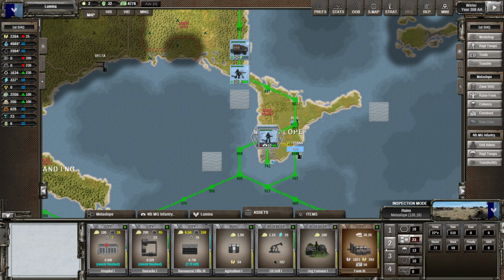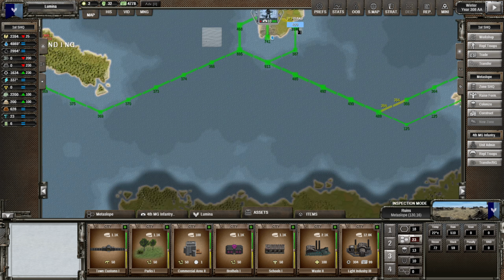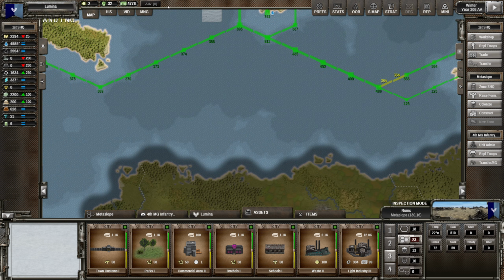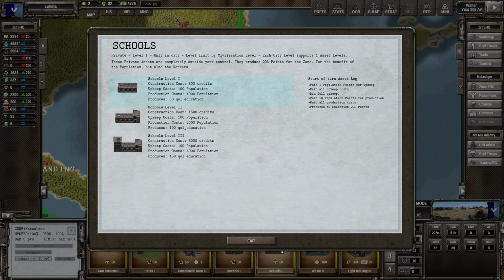So these guys, yeah, the private sector builds a lot of this stuff. So look, town customs, this gives you 50 security quality of life points. The parks gives you 50 entertainment quality of life points. The schools give you 50 education. You get the idea, right? And as they upgrade these levels of each one of these things, it will give you more. Look, so when schools goes to level 2, it'll give you 100 quality of life points. When it goes to level 3, it will go to 150. You get the idea, okay?